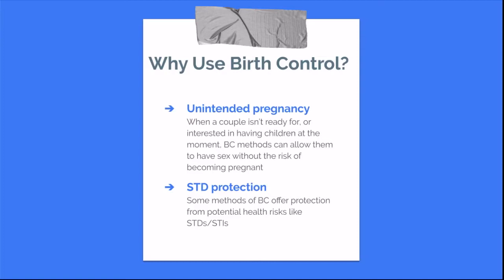So, why use birth control? Consistent usage of birth control can help protect us from an unwanted pregnancy. So, for example, when a couple may not be feeling like they're ready for or interested in having children at the moment, birth control can help protect them from becoming pregnant when they choose to be intimate with each other. It can also offer STD protection. Some of the methods that we'll be discussing today are great for STD and STI protection, while others offer no protection from STDs at all. It's very important for us to know the difference.